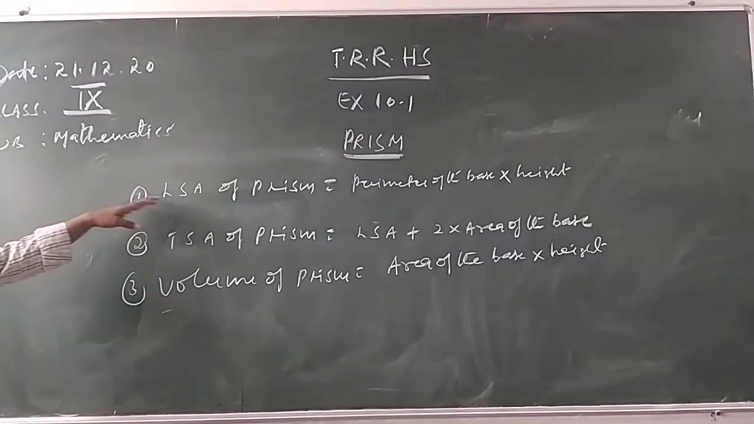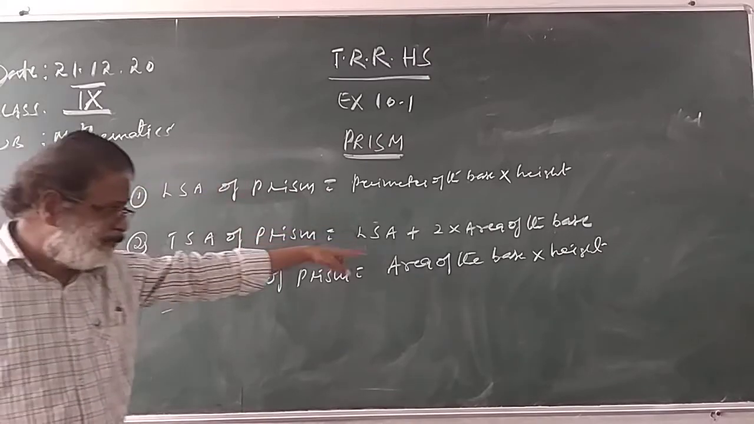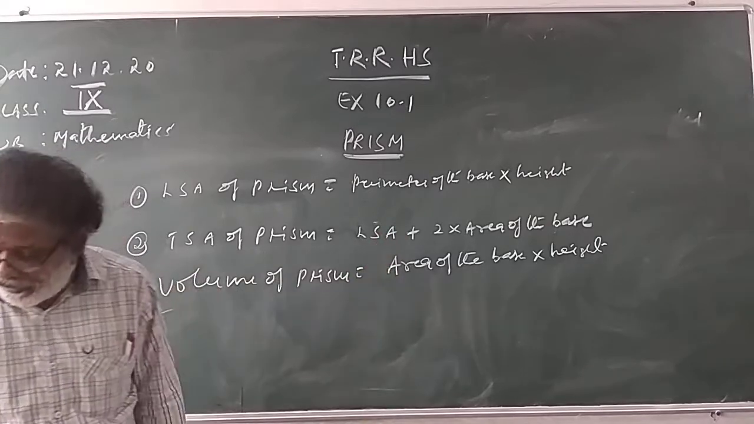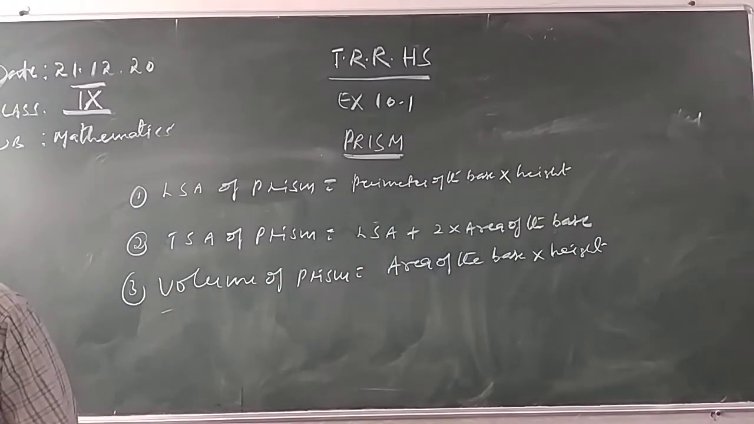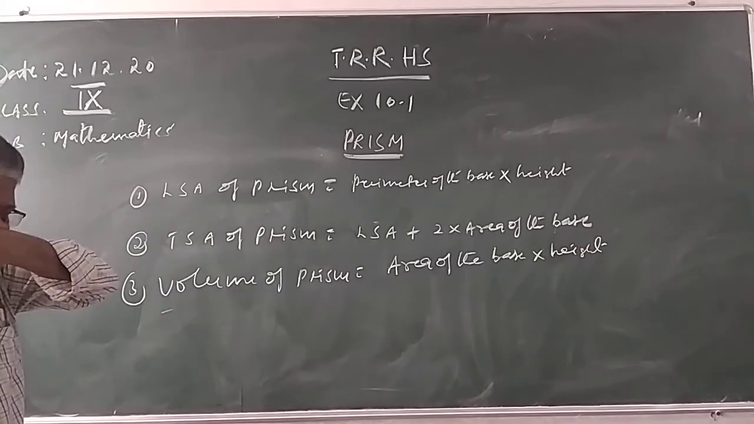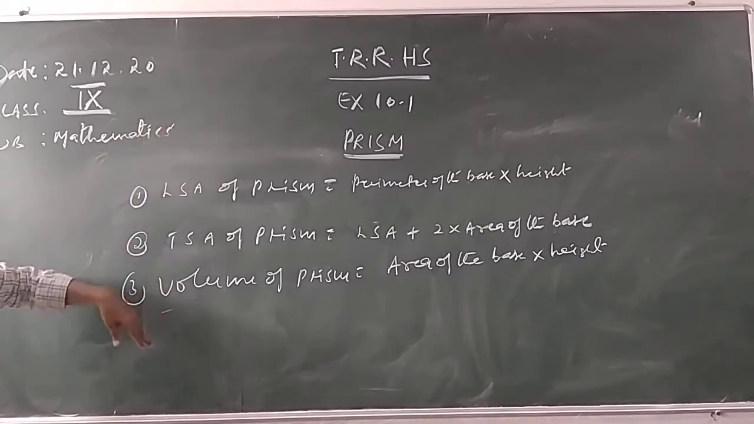The LSA of a prism formula is the perimeter of the base into height. The PSA of a prism is LSA plus 2 into the area of the base. The volume of the prism is equal to the area of the base into height. So now we can do the sixth problem. Now you can understand the sixth problem. Without these formulae, you cannot understand. That is why I explained the prism and the three related formulae: LSA, PSA, and volume. Okay, now we go for the next problem.